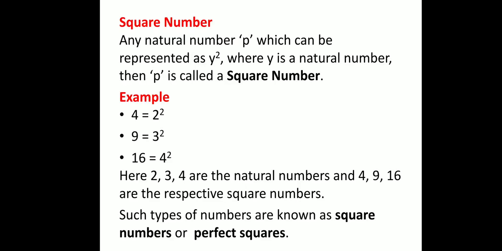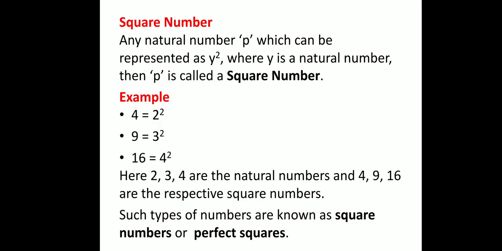Now, coming to square numbers. What do you mean by square numbers? Any natural number p which can be represented as y square, where y is a natural number, then p is called a square number. Now, what does it mean? I told you in the previous slide that if I am taking the square of 2, that will be 4. So here 2 is your natural number and 4 is your square number.